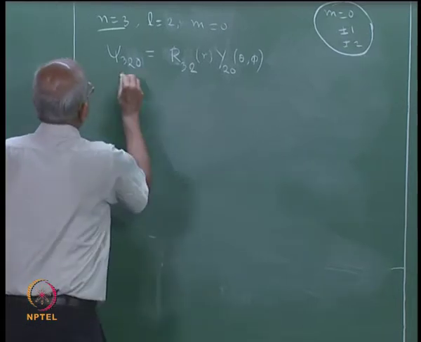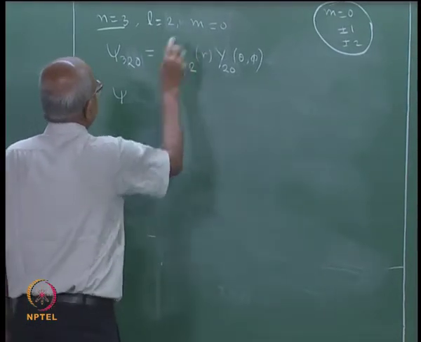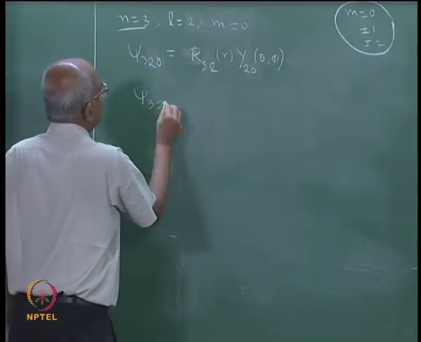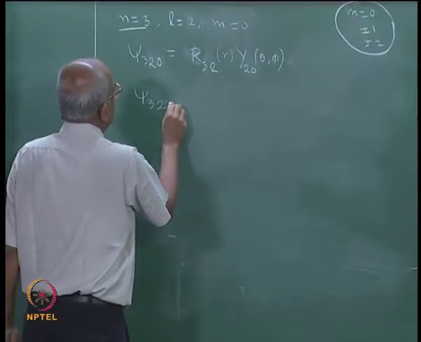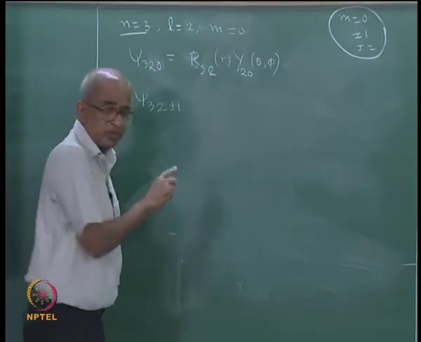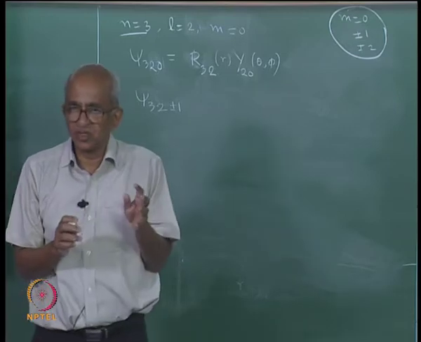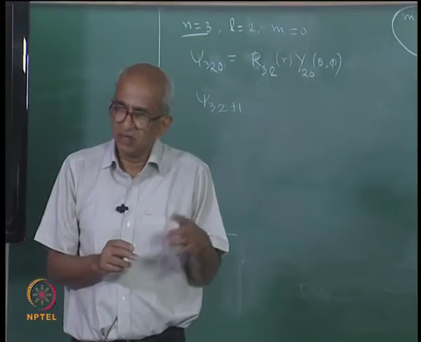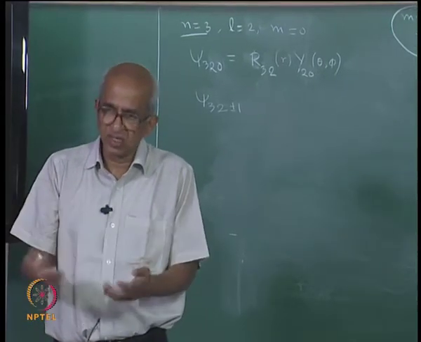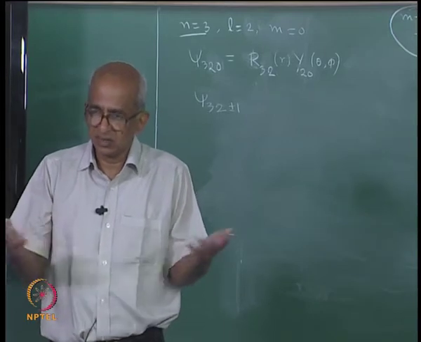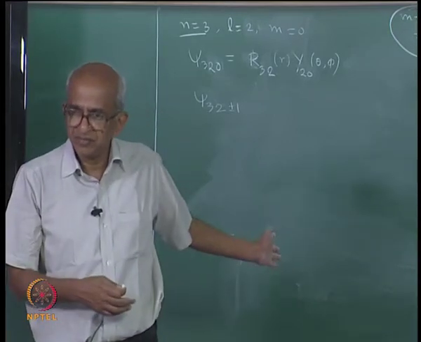You have to put other values of m, plus or minus 1, but if you put plus or minus 1, the result is going to be complex. So, therefore, you will take either the cosine function or the sine function and then proceed. Okay.